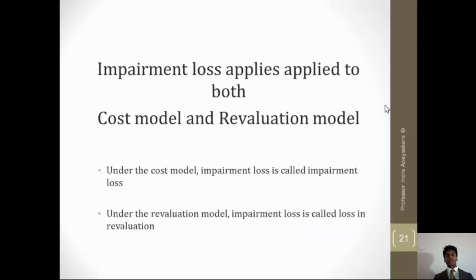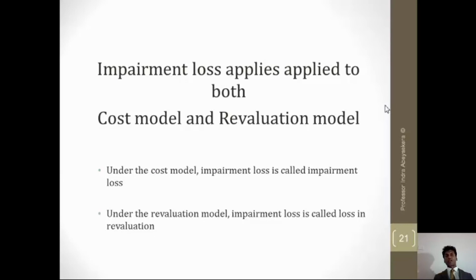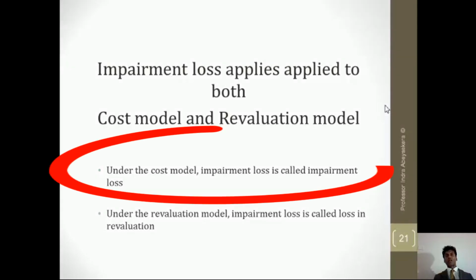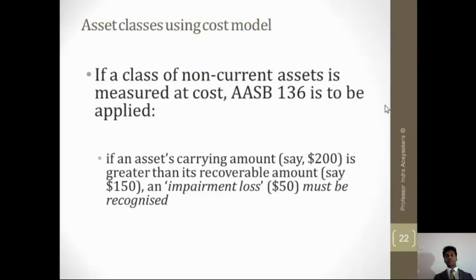Impairment loss applies to both cost model and revaluation model. As I said, under the cost model we call it impairment loss. Under the revaluation model we call it loss in revaluation. Whichever method, whether it is cost model or revaluation model, we must apply to a class of asset.